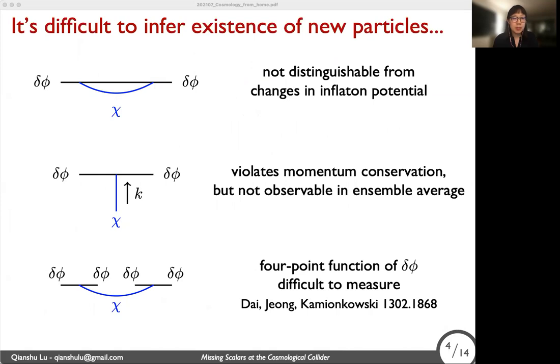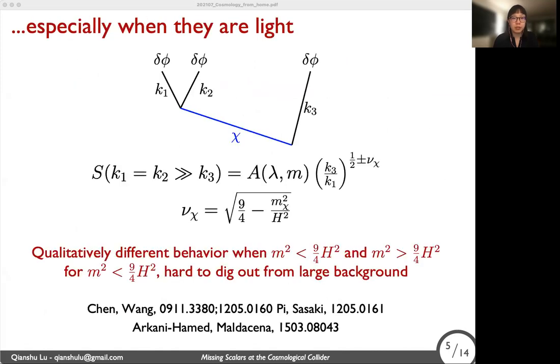But the distinction between a light scalar and heavier scalar really becomes apparent when we talk about the inflaton 3-point correlation functions. So here is an example of how a chi particle can mediate and generate an inflaton 3-point correlation function. And this kind of diagram has been calculated by many people in the past, as shown here.